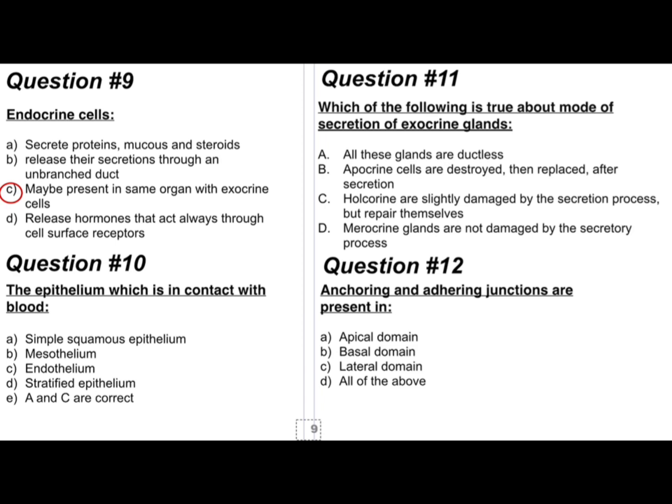So the right answer for this question is E. So A and C are correct. The epithelium which is in contact with the blood is named endothelium, and endothelium has the same histological appearance as a simple squamous epithelium, which means that endothelium is simple squamous epithelium that is formed of one layer of cells, and the cells are flattened, that is squamous.